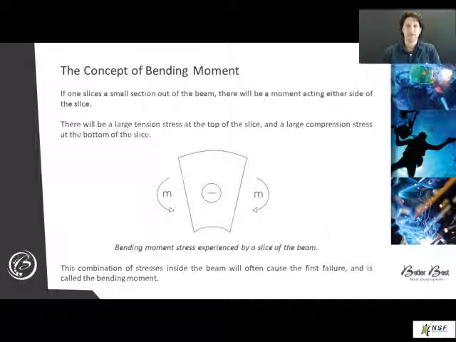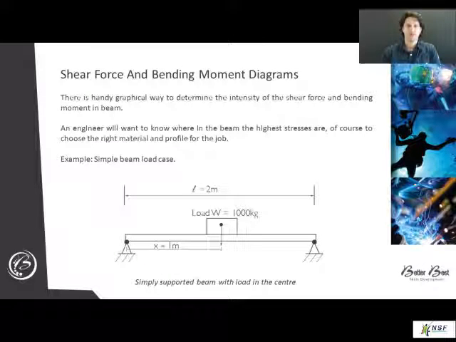There's a handy graphical way to determine the intensity of the shear force and the bending moment in a beam. An engineer will want to know where in the beam the highest stresses are, of course, to choose the right material and the profile for the job. A moment is a rotational force or a torque. When a body is in equilibrium, the sum of all the forces on that body is zero. This is true for both the sum of all linear forces in all directions and the sum of all moments acting on the body. Here are three examples of forces and moments.